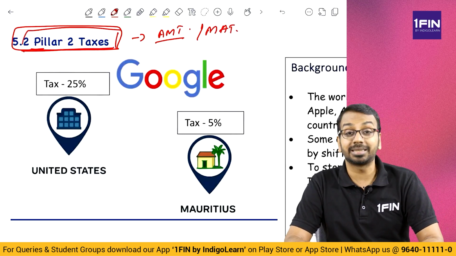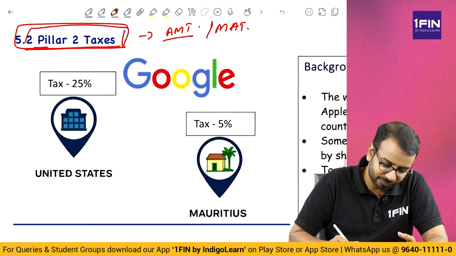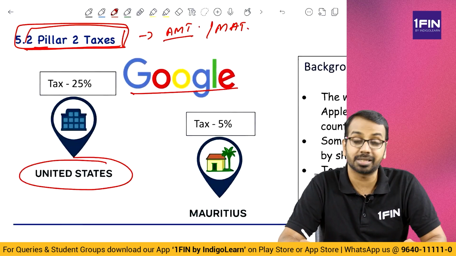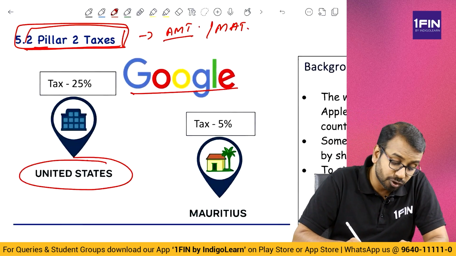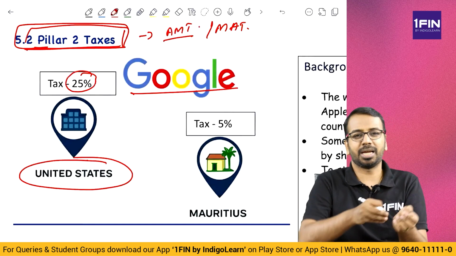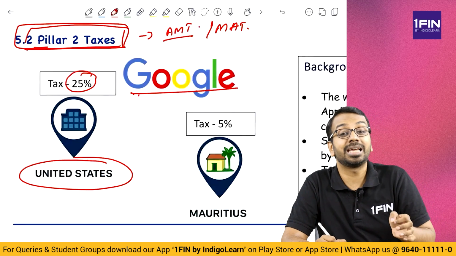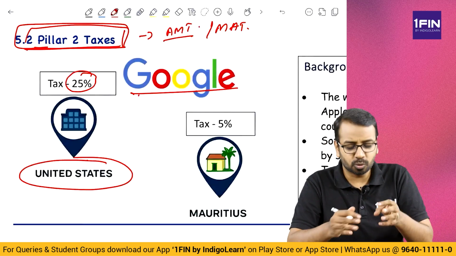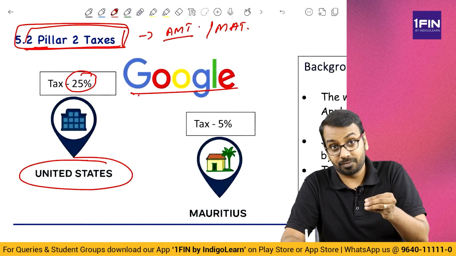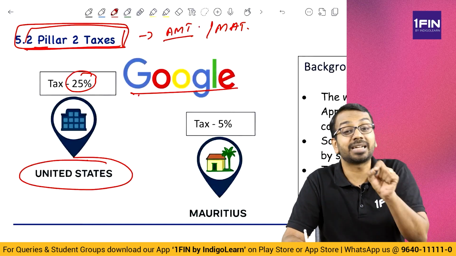Now, for this, we need to understand what happens generally globally. Okay, so let's say for example, there is one company in United States, Google. In United States, assume for a moment tax rate is 25%. I'm just assuming, okay? Don't go and say, sir, it's only 22% or it is this percent, that percent. Assume it is 25%. Now, Google wants to save taxes. So what does Google do? Google creates a lot of subsidiaries across the globe. Some of them because they want to do business, a lot of them because they want to save taxes.